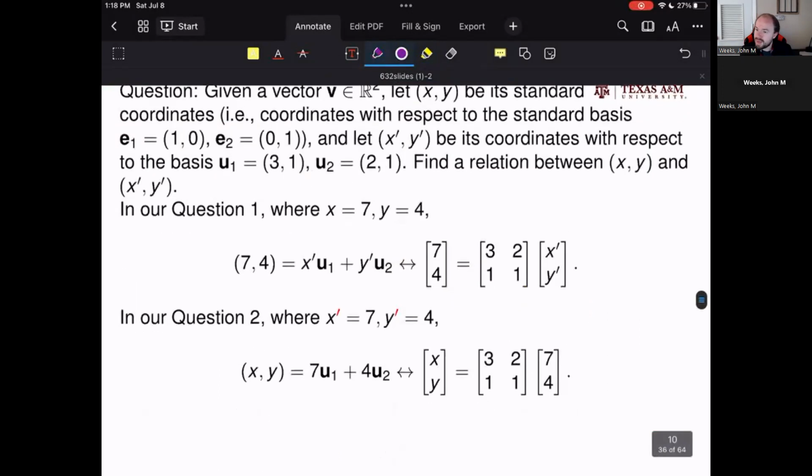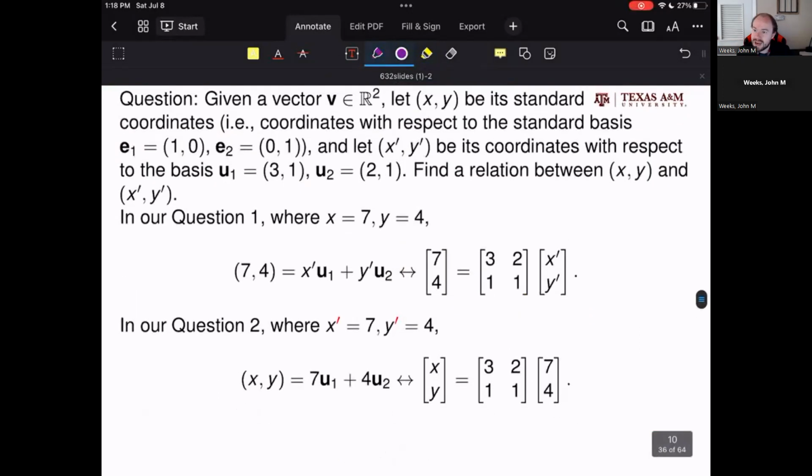They are forming the columns of this coefficient matrix here. In question 2, on the other hand, we flipped the way these things were written. Instead of x being 7 and y being 4, we were plugging in x prime is 7, y prime equals 4 into this equation right here. So we were working with this equation. So in question 1, we had x and y given to us, and we were solving for x prime, y prime. In question 2, we had x prime and y prime given to us, and we were solving for x and y.